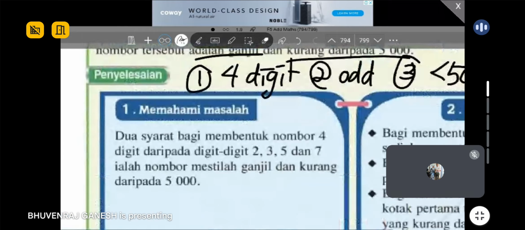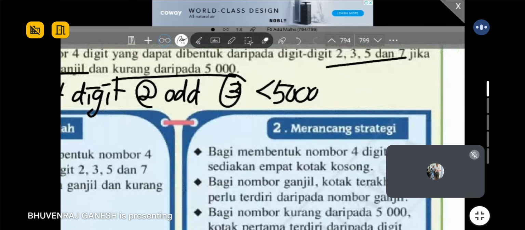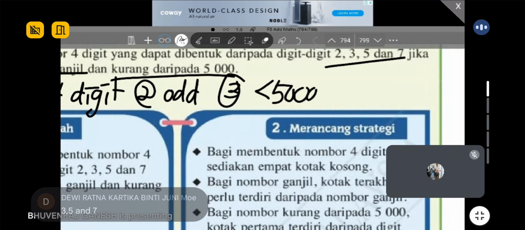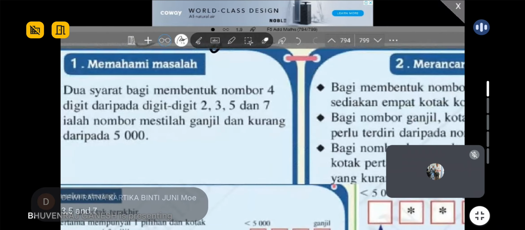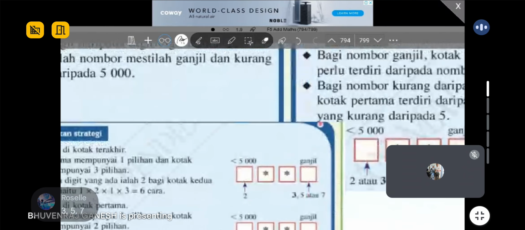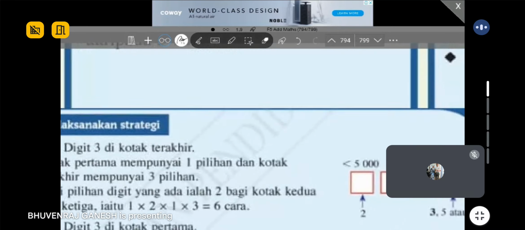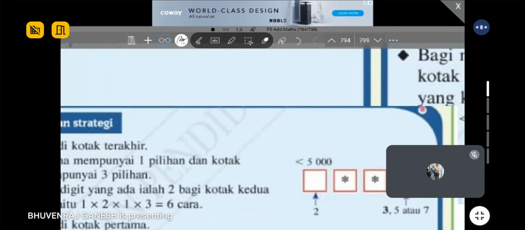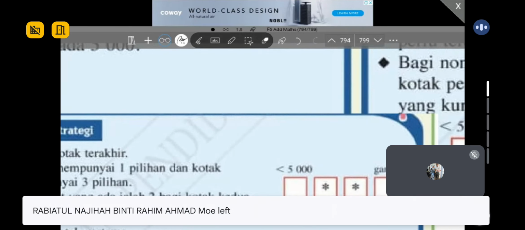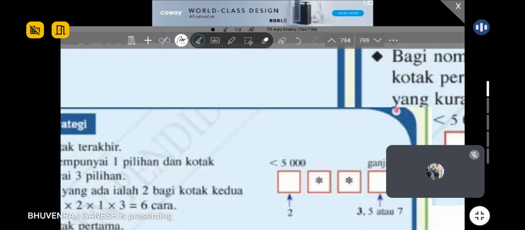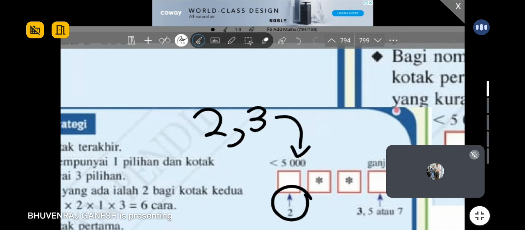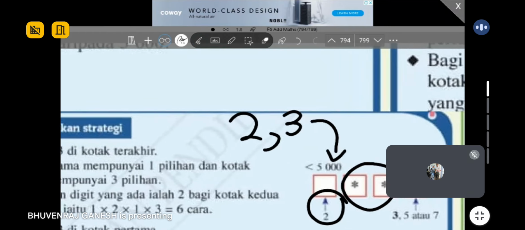Okay, so first case is it must be ganjil, correct? Nombor ganjil. So nombor ganjil, guys, what number should be at the end based on the question to make it an odd number? Okay, very good. So you got 3 possibility at the end. So it's 3, 5, or 7. Okay, and then second is how you fill in the other numbers. Okay, so the question also say it must be less than 5,000. So guys, less than 5,000 means I can put digit 2 or digit 3 as the first digit. So I have 2 possibility, 2. Okay, and then the middle, I can put anything that I like. Okay, any number that is available.